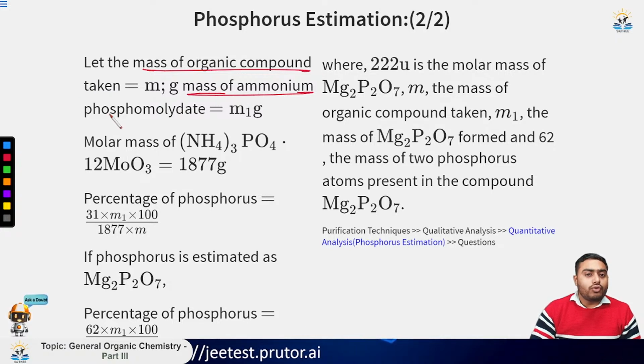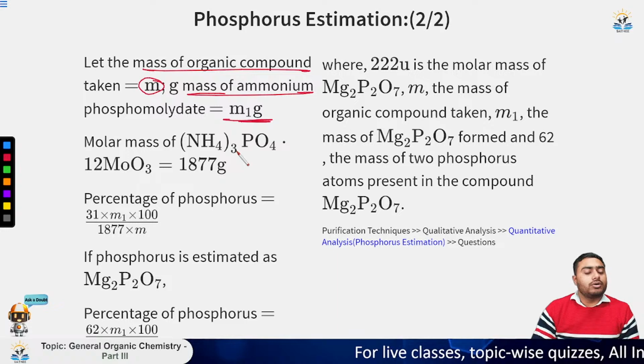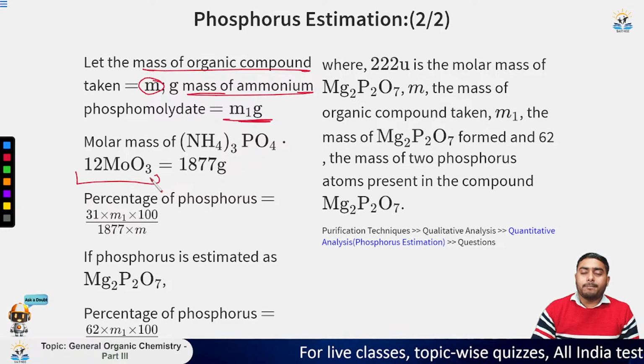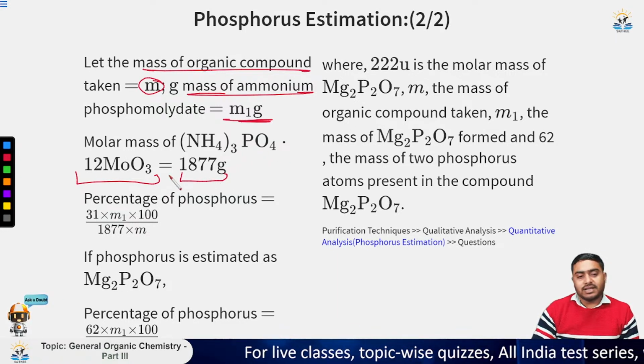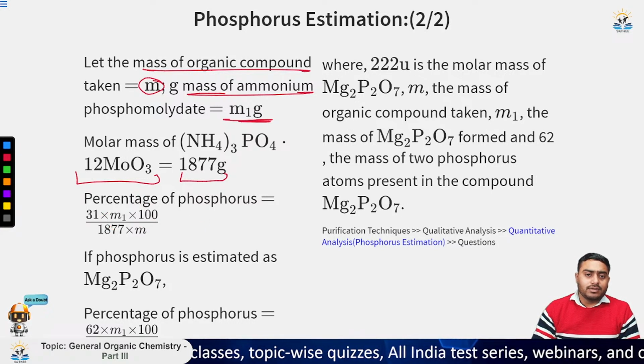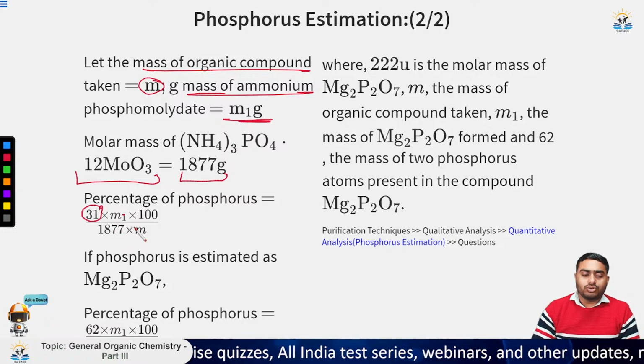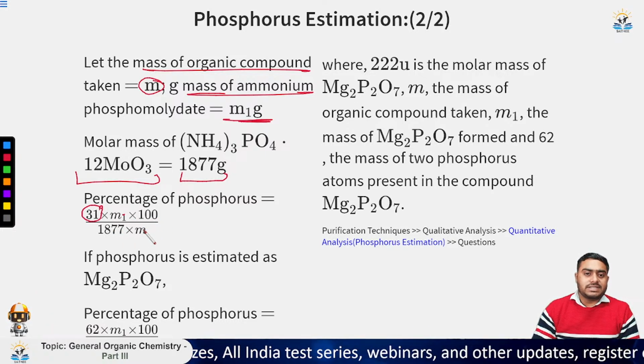Mass of ammonium phosphomolybdate is m1 gram. So mass of organic compound is m gram, mass of ammonium phosphomolybdate is m1 gram. Molar mass of (NH4)3PO4.12MoO3 is 1877 gram. Percentage of phosphorus, how can you calculate? You can see 31 into m1 divided by 1877, that is total, into 100 percentage divided by m.